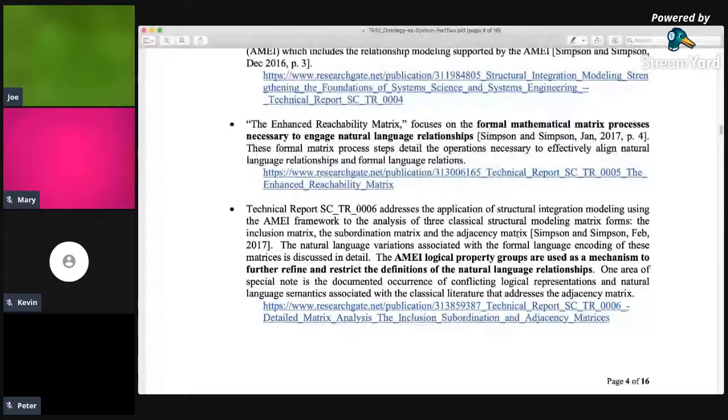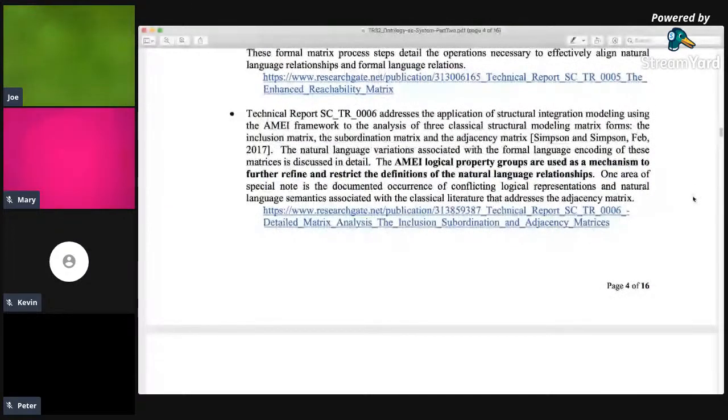Now these are natural language concepts: inclusion, subordination, and adjacency, and they are mapped to formal language constructs. And what we found here is that inclusion and subordination are okay, but the adjacency matrix had some issues from a natural language standpoint because of the logical properties that were assigned. We discussed that in that paper.